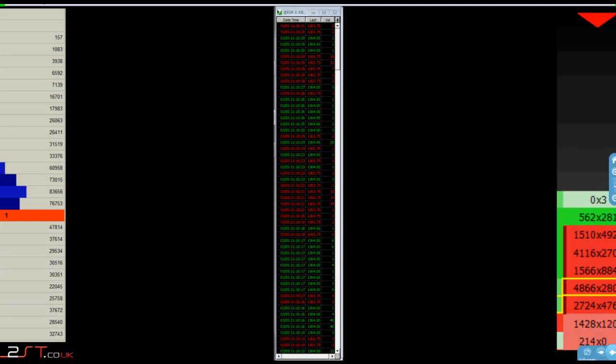Now, time and sales is post-trade supply and demand. Time and sales windows are very much the same in any platform. You usually have a timestamp, the date and the time that it traded, and then you actually have the price that we traded, and then the volume that traded at that price.